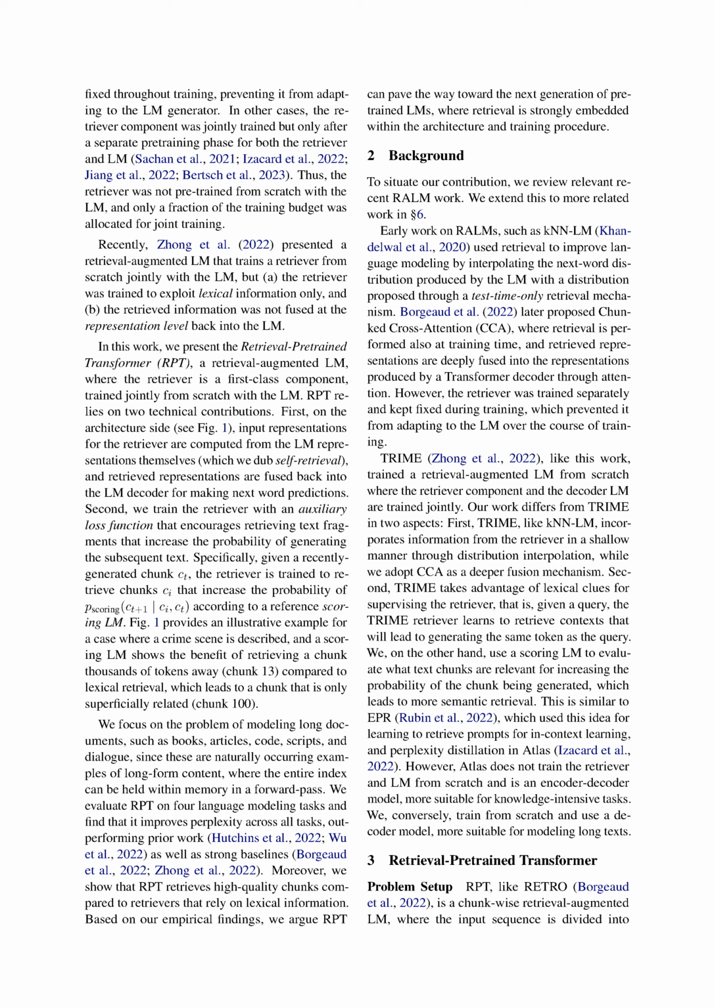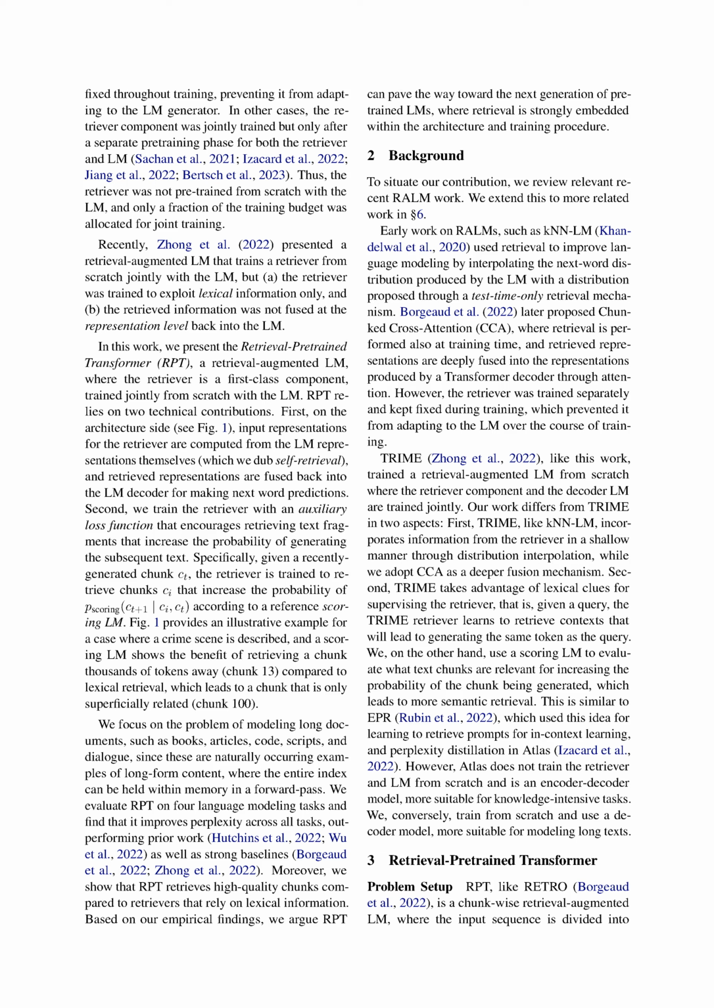However, our approach varies from TRIME in 2 key ways. Firstly, TRIME, like the KNN-LM, integrates information from the retriever in a shallow way, using distribution interpolation. In contrast, we use CCA for a more profound fusion process. Secondly, TRIME utilizes lexical cues to guide the retriever. This means, given a query, TRIME's retriever learns to retrieve contexts that result in the production of the same token as the query. We take a different approach.